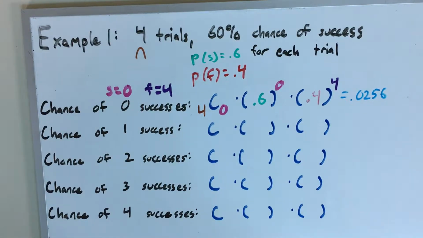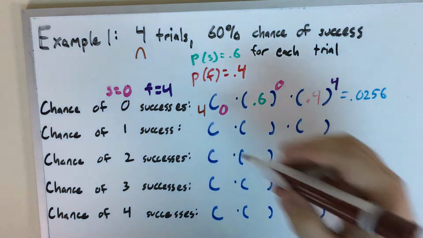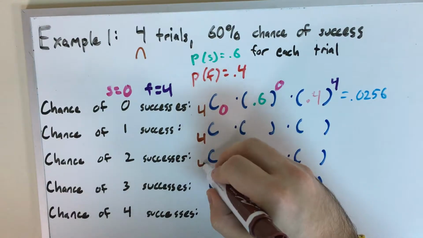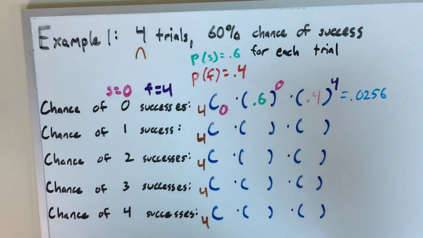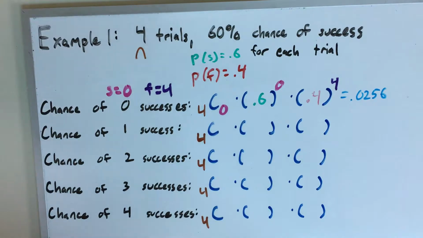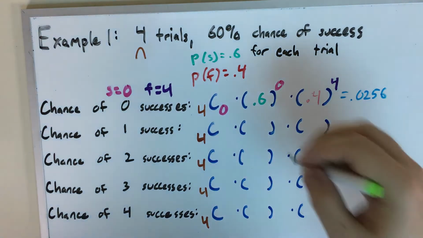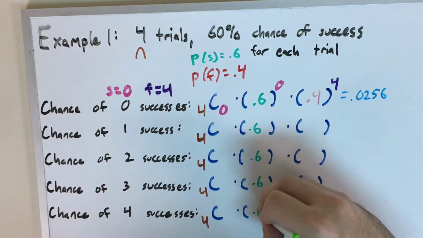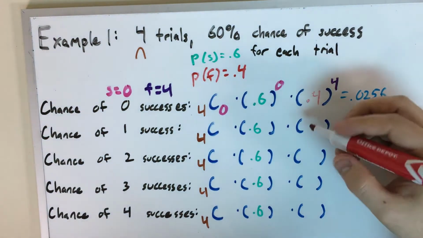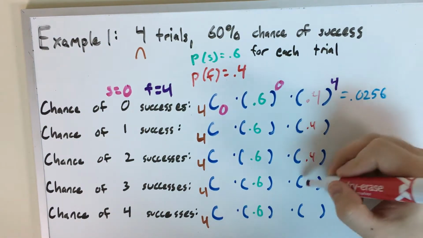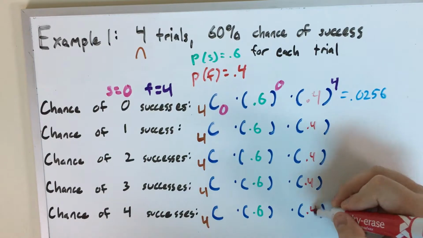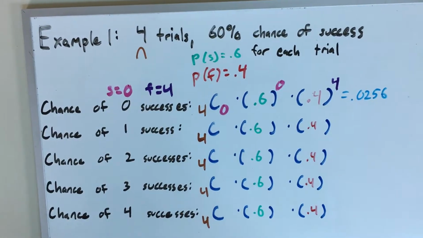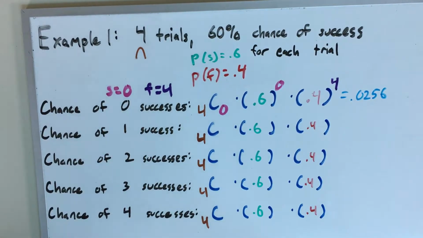There's my formula shell for each of those. And I can actually go ahead and fill in some of the numbers that aren't changing. The trials are always 4. This is always going to be 4 choose something. The probability of success and the probability of failure are not going to change either. So this will be 0.6, 0.6, 0.6, 0.6 the whole way down. And then this one, 0.4, 0.4, 0.4, 0.4. What is changing, however, are my exponents that represent my numbers of successes and failures.